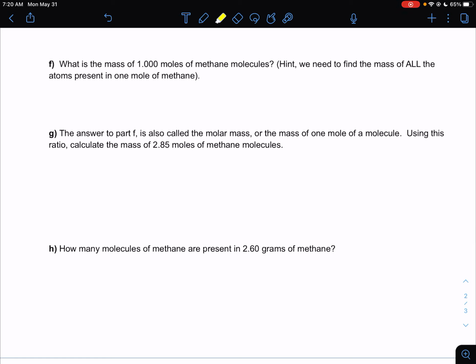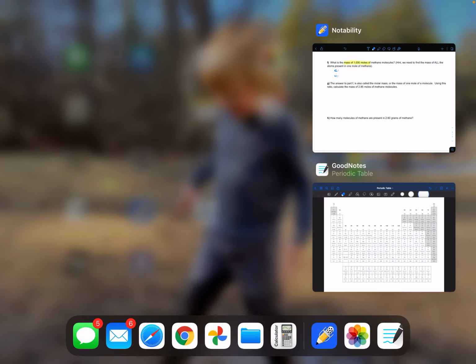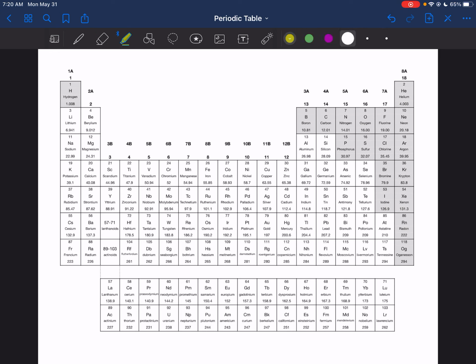All right, so in part F, now we're going to deal with the relationship between mass and moles. What is the mass of 1 mole of methane? In order to find this, we have to recall that methane is made up of carbon and hydrogen. We're going to have to look up the molar masses. If we go to the periodic table for a second, we can find our elements. Here's carbon, and here's hydrogen. We need to know the mass of hydrogen per mole and the mass of carbon per mole. Those are the two numbers, 1.008 and 12.01.